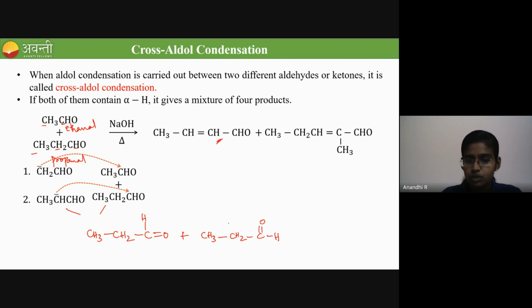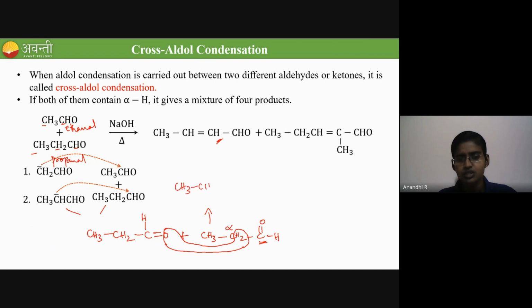So what we have to do? Remove oxygen from one aldehyde and remove the alpha hydrogen. This is the carbonyl carbon, this is the alpha carbon, and these two are the alpha hydrogens. So you have to remove the alpha hydrogen. Remove the H2O in this manner, and from this what we will get? CH3, CH2, CH, double bond. You have to connect this carbon to the carbon from which you are removing the hydrogen. That is this carbon.